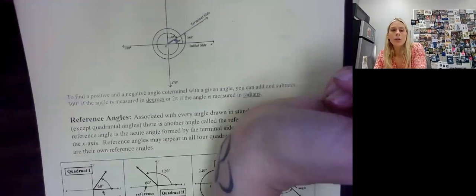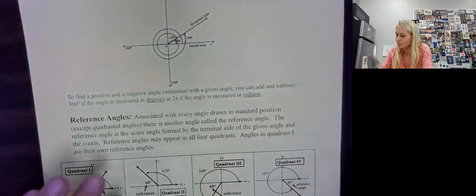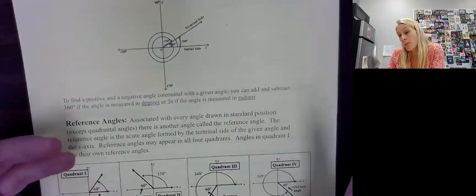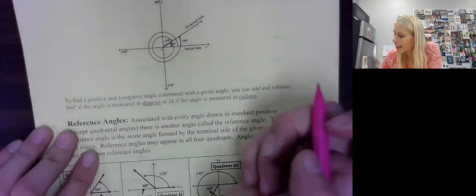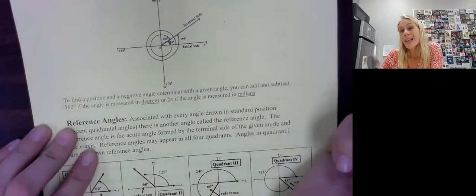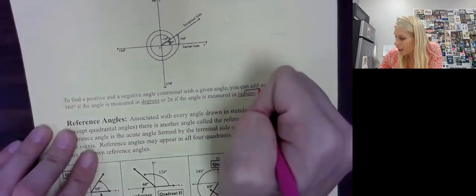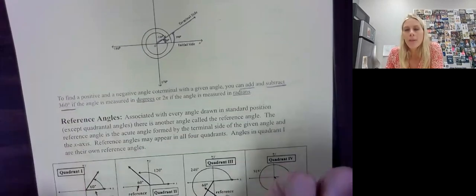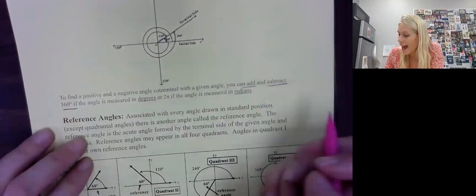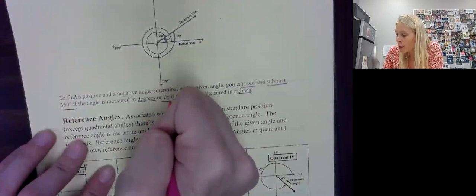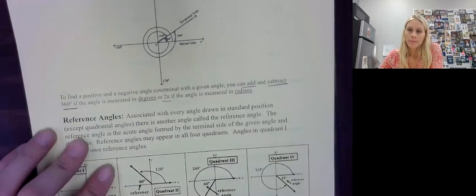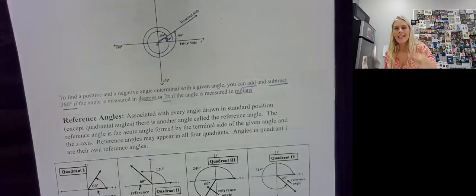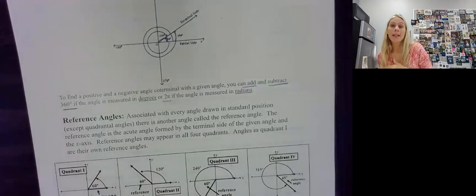Now, how do you get that? Well, if you were asked to give coterminal angles, if you wanted a positive or a negative, you can add or subtract 360 degrees. But of course, if you're in radians, you're going to add or subtract 2 pi. Okay. So that's how to get multiple angles with the ending, the terminal side, being the same.